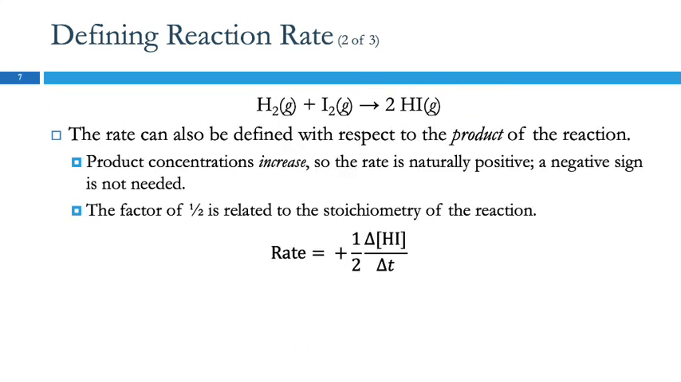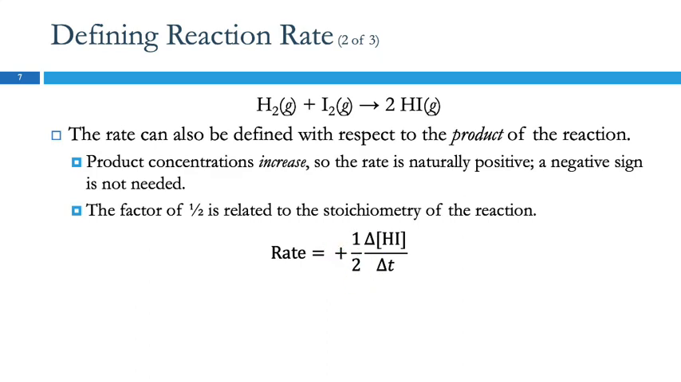We can also define it with respect to the product. So the product is HI. Product concentrations increase. They go from smaller to larger, so the change is positive. And so if we express the rate as the change over change in time, we're going to get a positive number. So we don't need the negative sign. So the rate of reaction is related to the change in HI divided by the change in time.